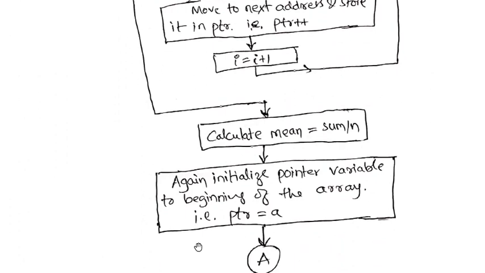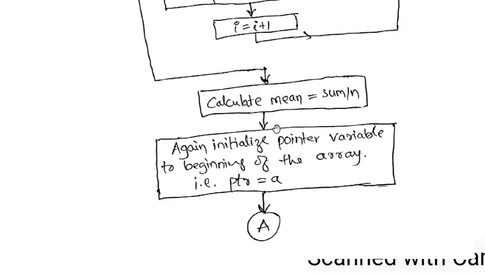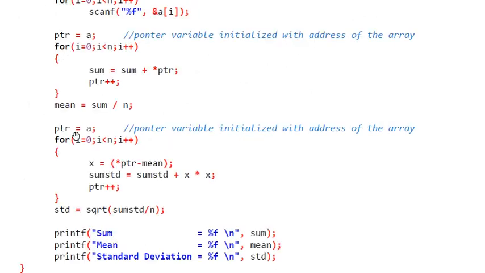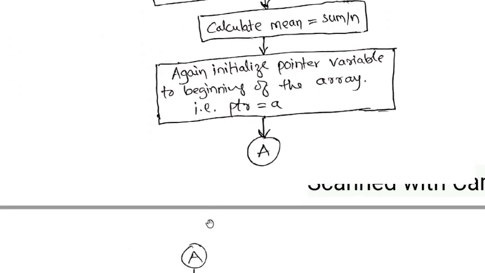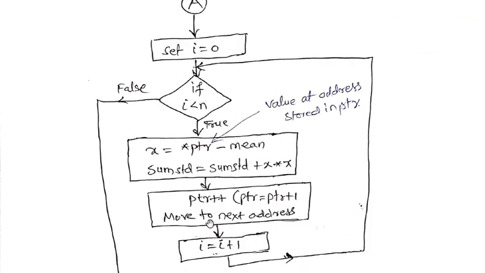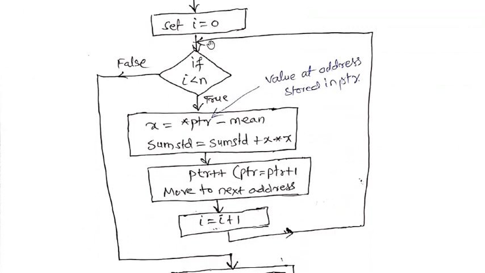You can see the mean is calculated, and after calculating the mean, we again initialize the pointer variable to the beginning of the array, that is, ptr is equal to a. So after the mean is calculated, we set ptr to a again, and we have one more loop where we will find the sum of squares. This will join to the next page with the connector a. This is the next for loop for standard deviation.